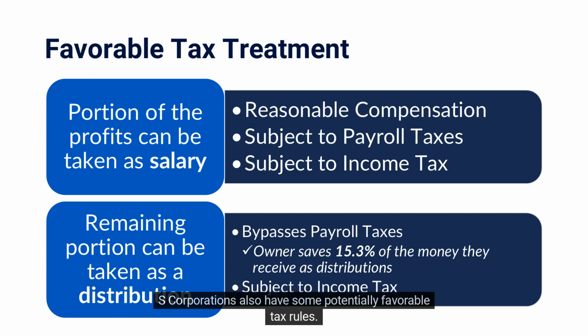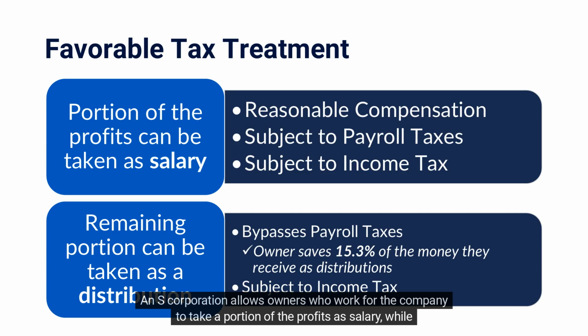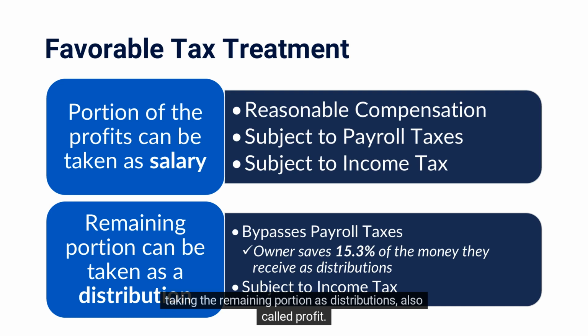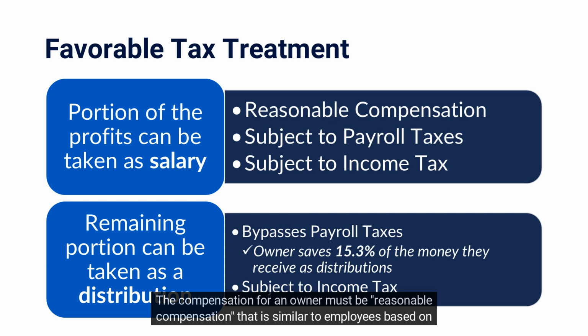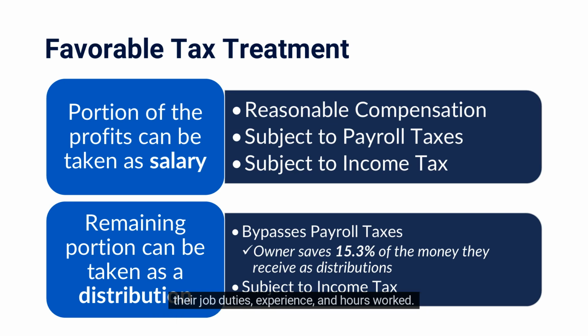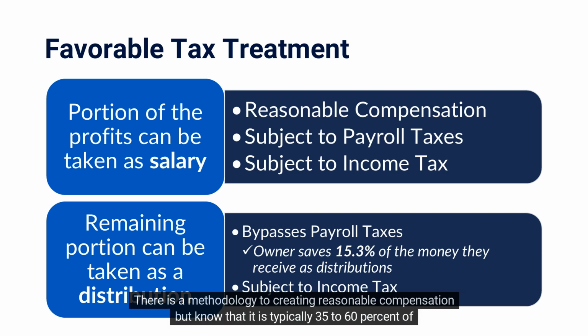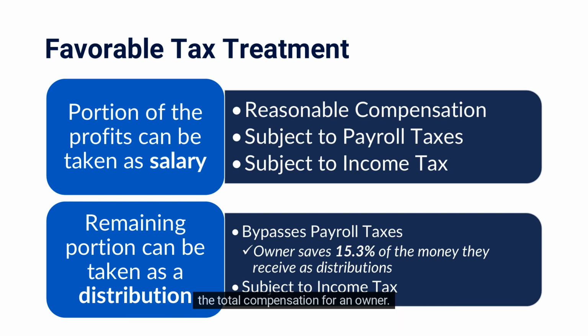S corporations also have some potentially favorable tax rules. An S corporation allows owners who work for the company to take a portion of the profits as salary, while taking the remaining portion as distributions, also called profit. The compensation for an owner must be reasonable compensation that is similar to employees based on their job duties, experience, and hours worked. There is a methodology to creating reasonable compensation, but know that it is typically 35 to 60% of the total compensation for an owner.